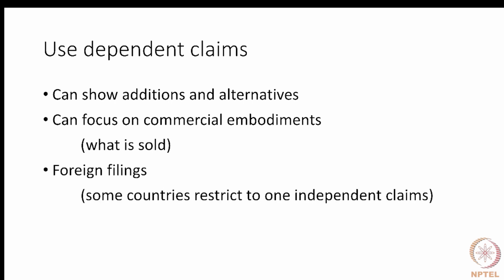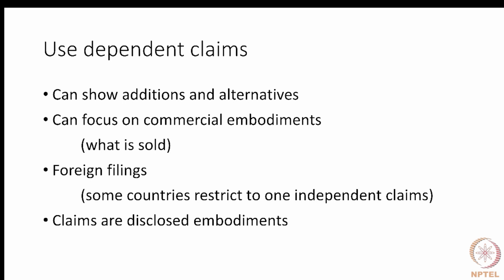Foreign filings. Foreign filings can also be important in the sense that in some countries they restrict the filing of independent claims to one. You can only file one independent claim. There are some countries which have that restriction. So in such countries, you would have multiple dependent claims to cover the broader scope, and you would do that by having dependent claims. And dependent claims are also important in prosecution because if you have features of the invention covered through dependent claims of varying scope, some are broad, some are narrow, then during prosecution, if there are objections, you can give up some and retain the others.